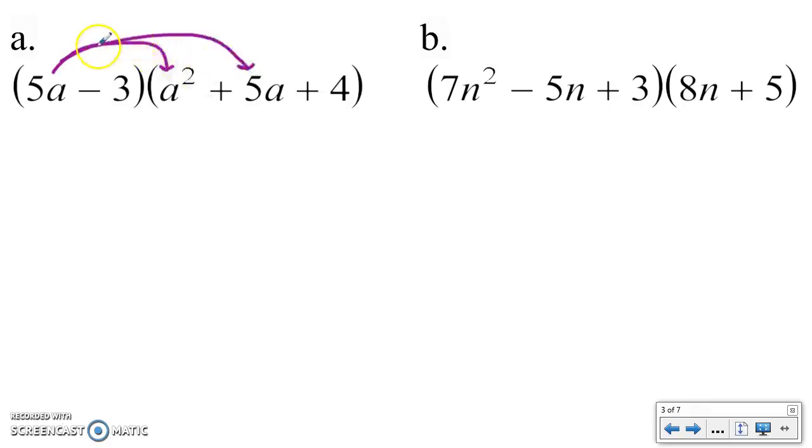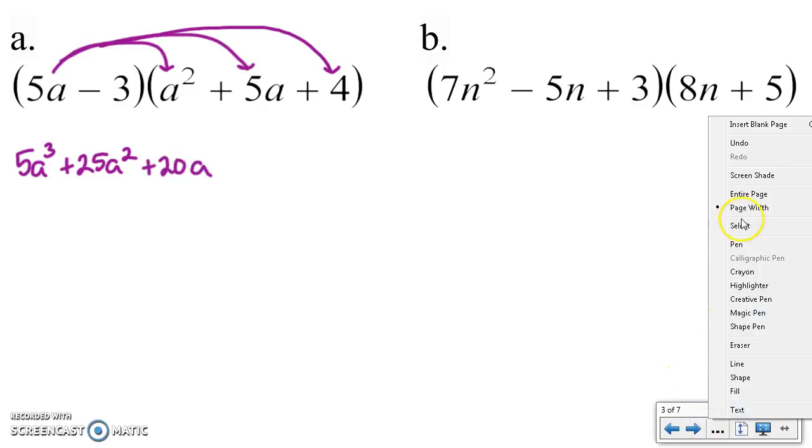So for FOIL, I'm going to essentially multiply that first term by each of the 3 terms in the next group. Okay, and the most common mistake when students use FOIL is that they forget to multiply by that middle term. So we are going to do 5a times a squared. So I have 5a to the 3rd power. And then 5a times 5a is 25a squared. And then 5a times 4 is 20a.